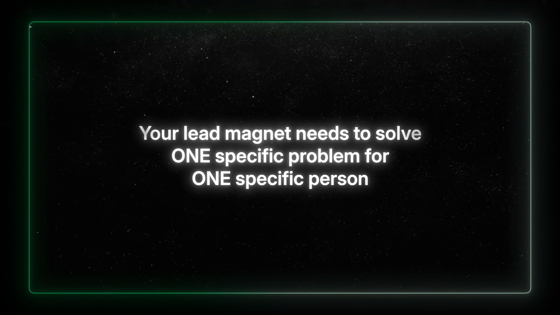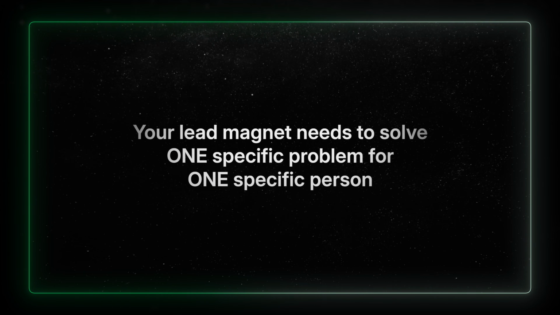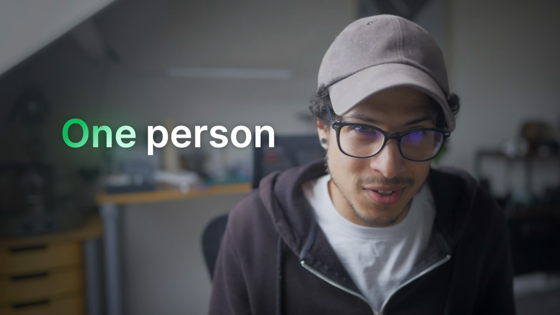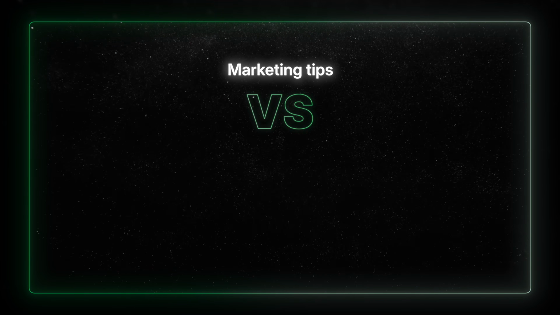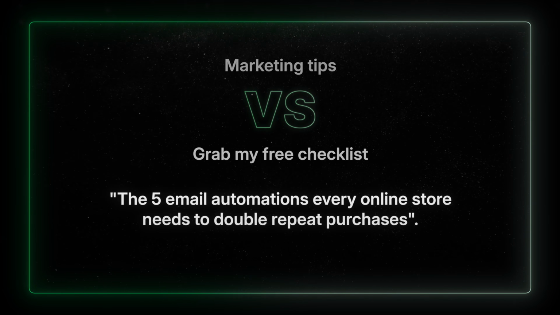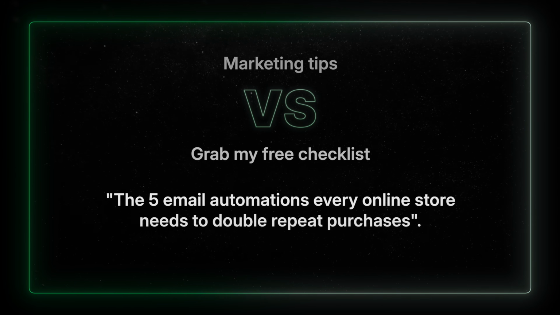Here's what you want instead. Your lead magnet needs to solve one specific problem for one specific person. Not 5 problems, just one problem, one person. Instead of marketing tips, grab my free checklist, the 5 email automations every online store needs to double repeat purchases. That is specific. It attracts exactly the subscribers who are going to open every email you send, right?